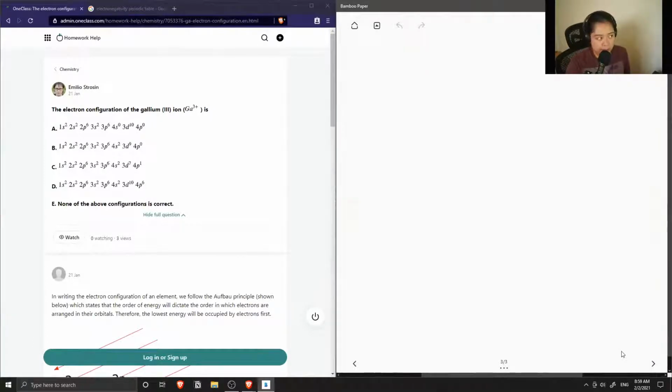Okay, so question number 3. The electron configuration of a gallium-3 ion, gallium 3+, is which of the following? Okay, so to answer this question, we need to write down the electron configuration of gallium.